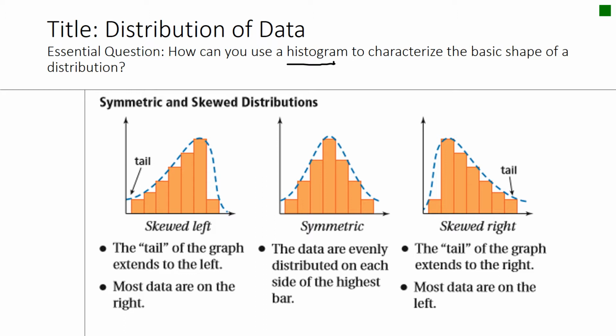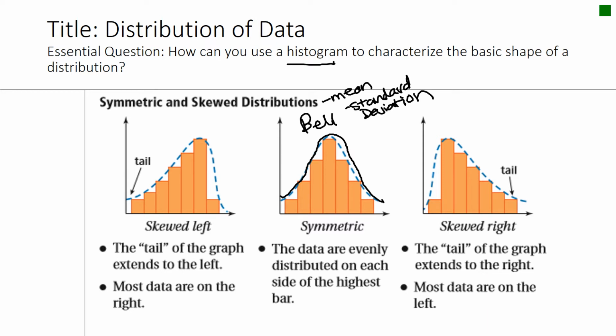Here's what they mean. Symmetrical means that it makes this perfect bell-shaped curve, and that means the data is evenly distributed. When you have this perfect bell-shaped graph, you're going to be using the mean and standard deviation to describe your data. Let's talk about the other possibilities, the skewed possibilities.